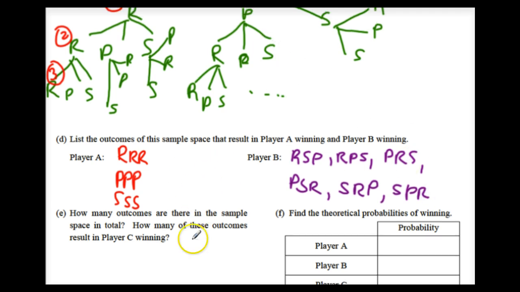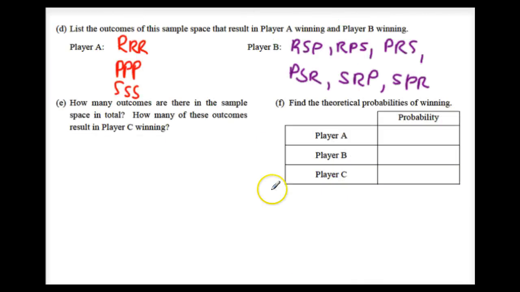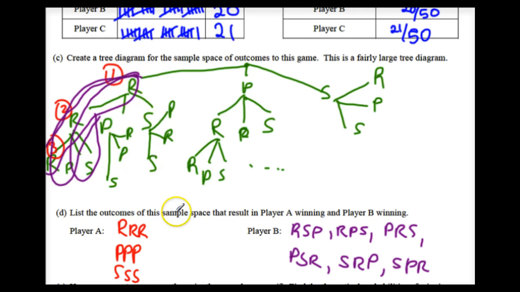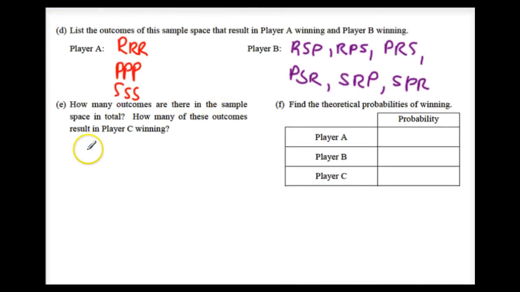It says, how many outcomes are in the sample space in total? So it's asking you, this has 1, then you can go 2, then you can go 3, and if you count this one has 3, you keep counting, you're going to see that there is a total of 27 possibilities.